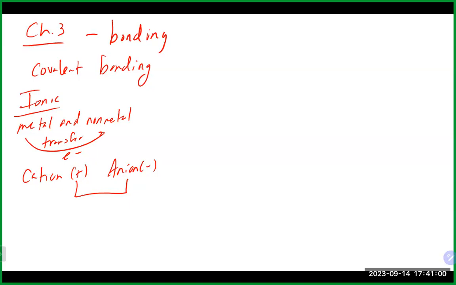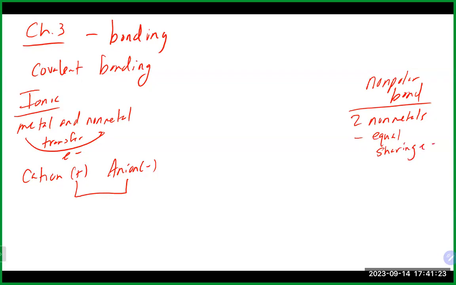On the other end of the spectrum, we have a non-polar covalent bond, or just a non-polar bond as it is usually called. And that is between two nonmetals. Because they have similar characteristics in terms of their periodic trends, we will get equal sharing of electrons, like we saw with F2 or H2 as well.